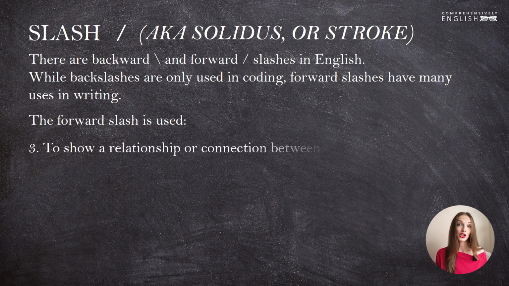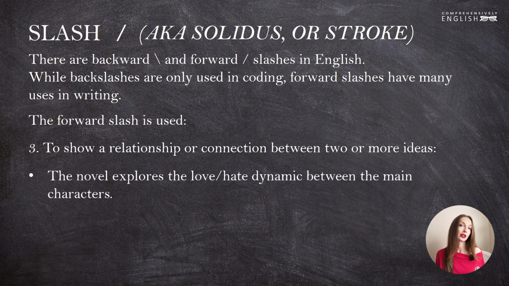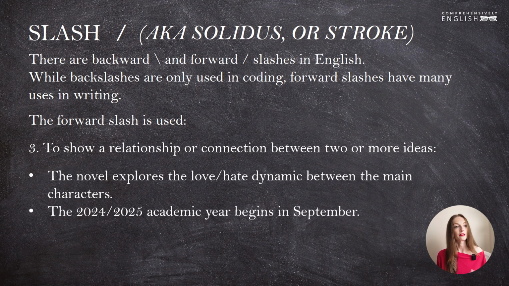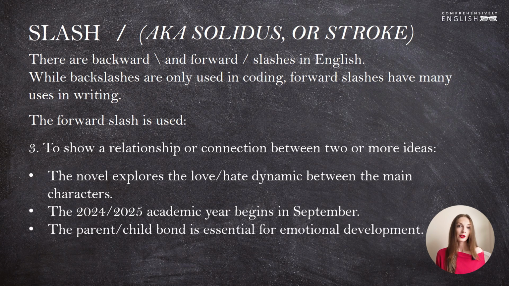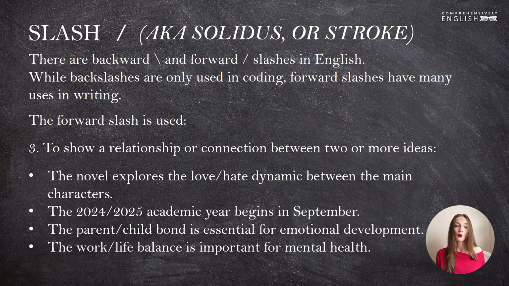The forward slash is also used to show a relationship or connection between two or more ideas. For instance, the novel explores the love/hate dynamic between the main characters. The 2024/2025 academic year begins in September. The parent/child bond is essential for emotional development. The work/life balance is important for mental health.